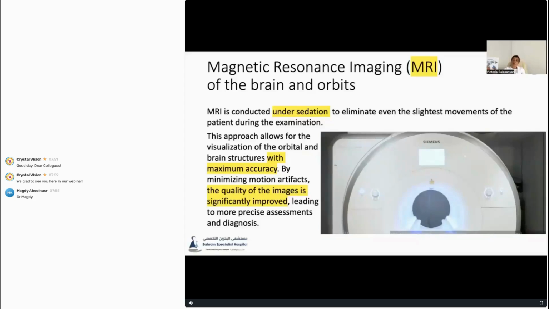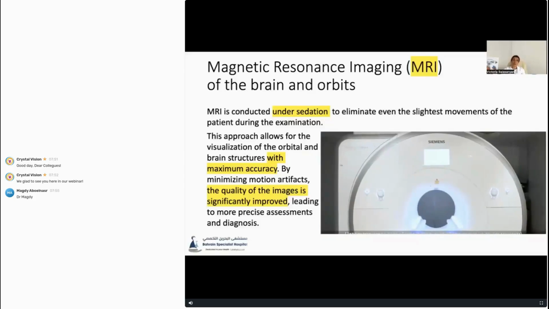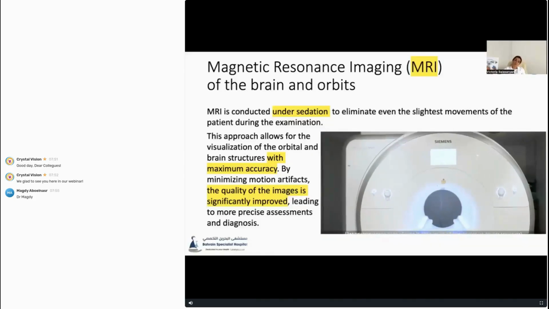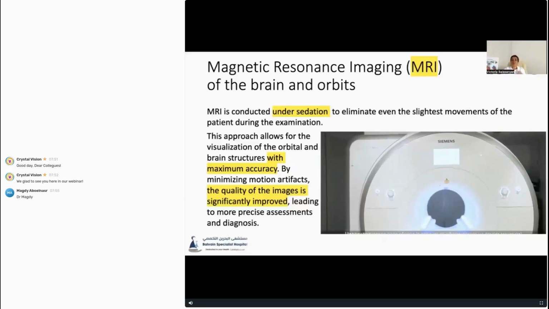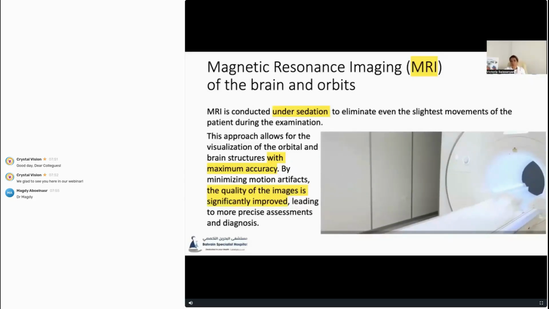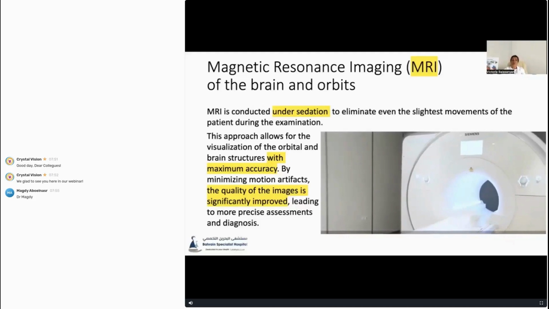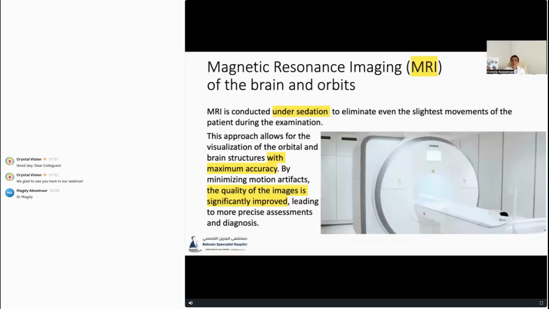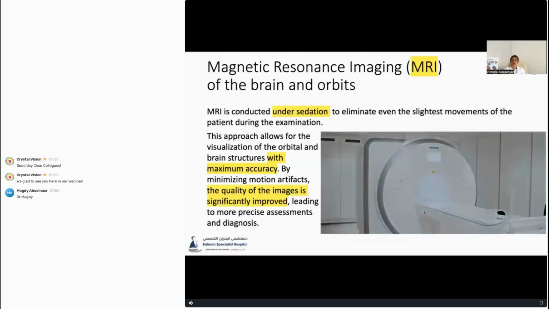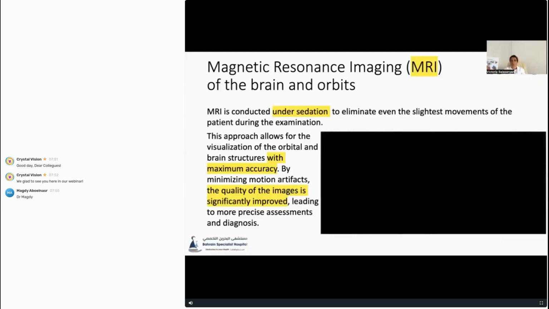In certain cases, we perform it with a contrast. It can provide more detailed information about the nature of any abnormalities observed. MRI provides useful information for understanding the underlying causes of ocular or neurological symptoms. So it's an essential examination for patients presenting with visual or neurological issues.